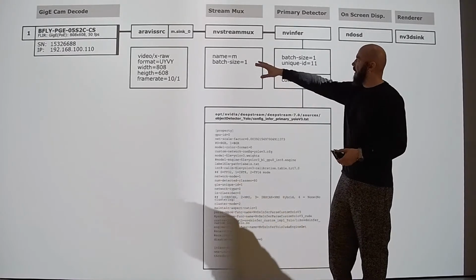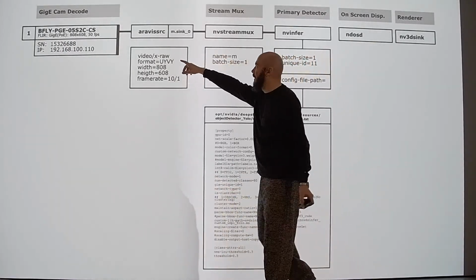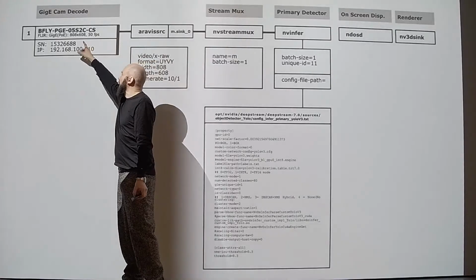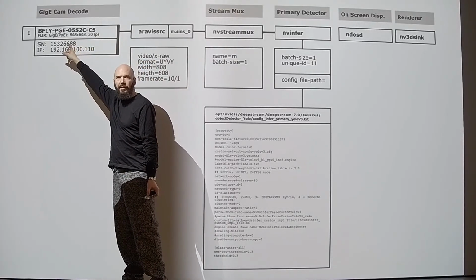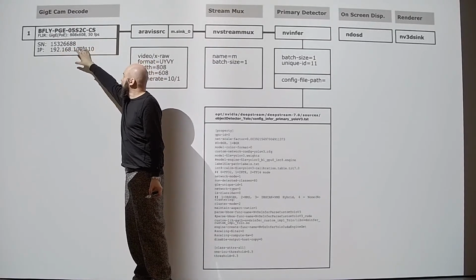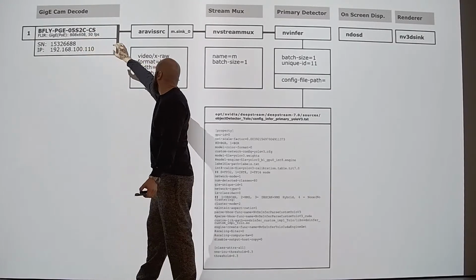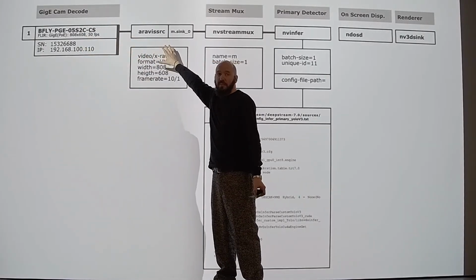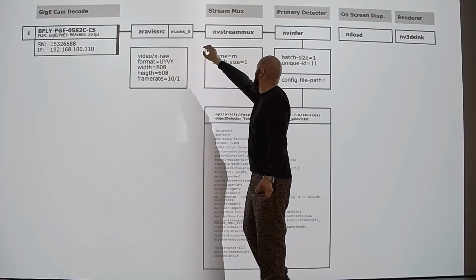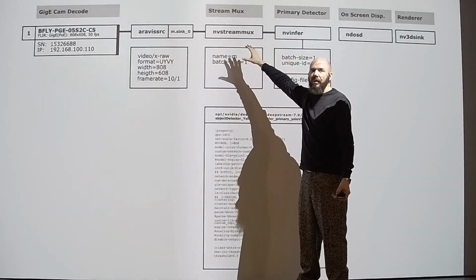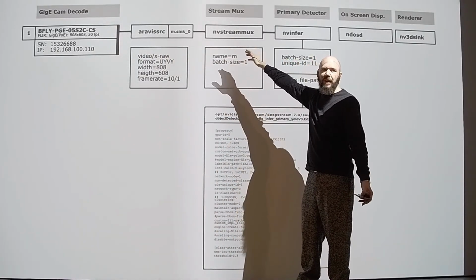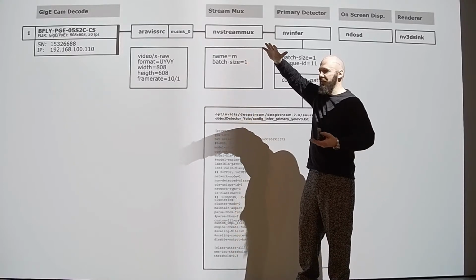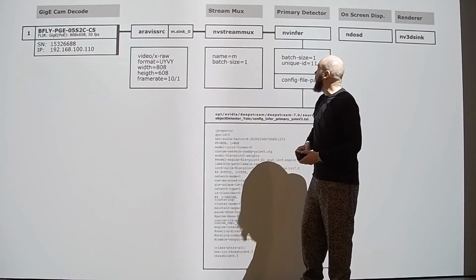So this is the code structure. So this is the code for the Blackfly for the cameras, right? So I get the cameras, the IP address, I capture them as raw data, and then I do something called muxing. So you don't need it for one camera, but for 4 cameras you need it. So you glue them together to one stream.